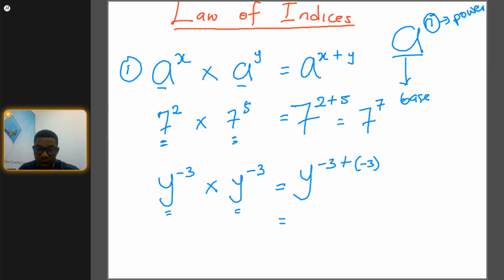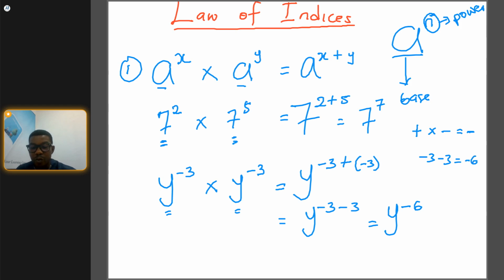Then we have y raised to power minus 3 plus times minus. Plus times minus will give us minus. So we have minus 3, and that is y raised to the power of minus 6. Minus 3 minus 3 is minus 6. So the response will be y raised to the power of minus 6. All right. I believe we understood that.